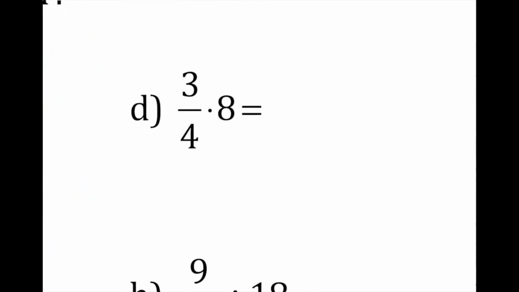So 3 and 4, I'm going to look at crisscross. This will give me a 1, and instead of 8, I will have a 2. So that will be 6. Or I can do it in steps. Again, when I'm multiplying, I'm putting my number that I'm multiplying by into the numerator. So 3 times 8 over 4.